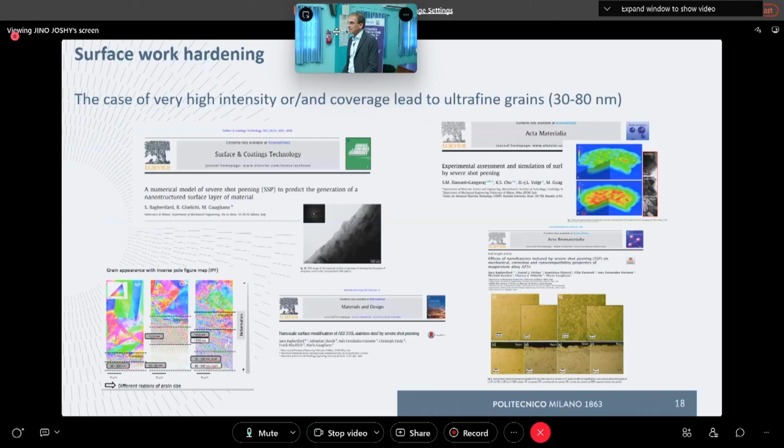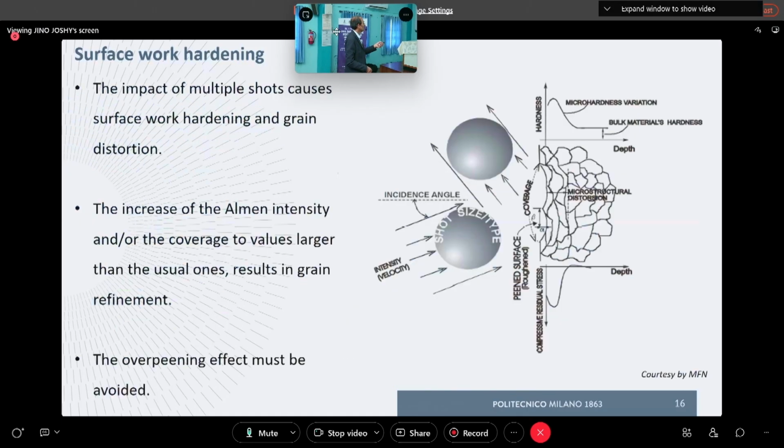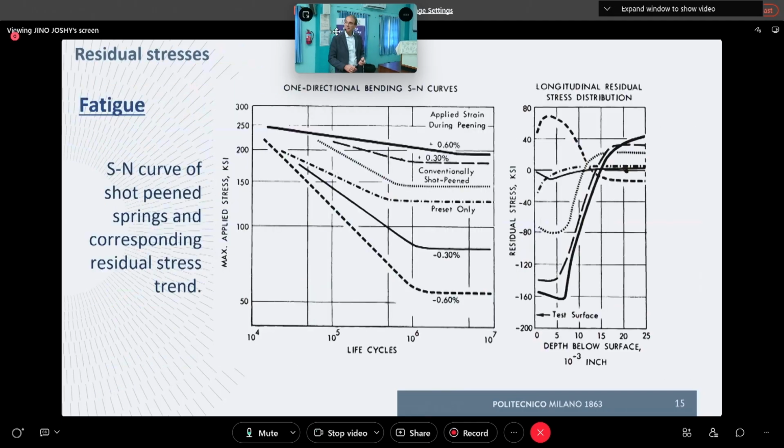Professor, slide number 15. What is that point? How do I read that 0.60 percentage? How do we read that? What does that 0.60 percentage mean? Okay. In terms of strain?